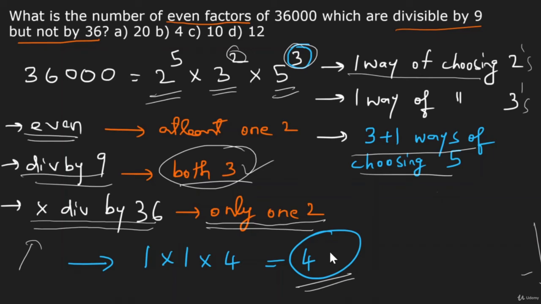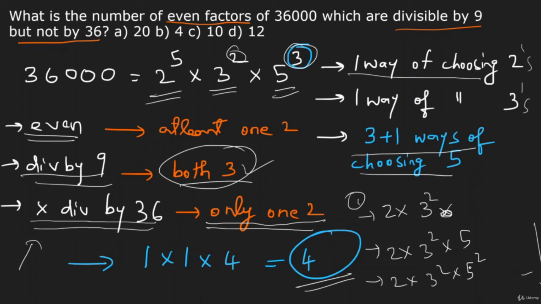Let's try to write these 4 factors. So I know that I have to choose 1 two and 2 threes, so that's 2 into 3 square. So this part is fixed. I can either choose no 5, so I'm just leaving it at this place. That's factor number 1. Then the second one would be 2 into 3 square into 5. The next one would be 2 into 3 square into 5 square, and the fourth one will be 2 into 3 square into 5 cube. So I have 1, 2, 3, 4. There are 4 factors that satisfy the given condition.